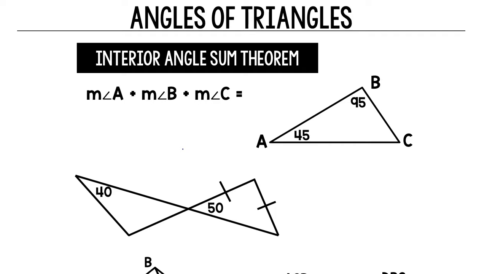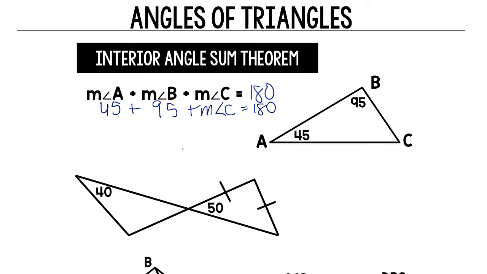The interior angle sum theorem really simply tells us that when we add up all the angles of a triangle, they have to equal 180. So for this particular triangle right here that we're looking at, measure of angle A is 45. Measure of angle B is 95. And we don't know the measure of angle C, but we know it has to equal 180.